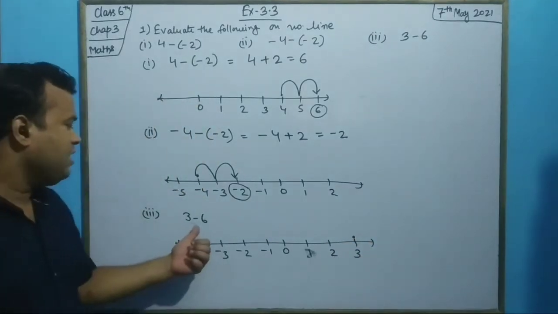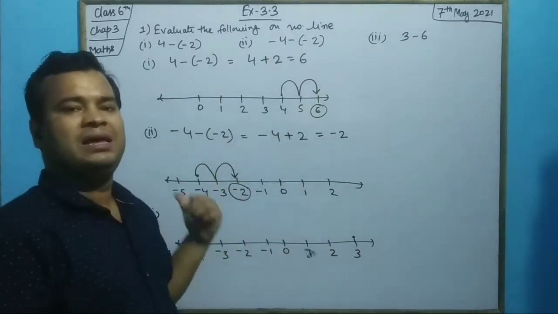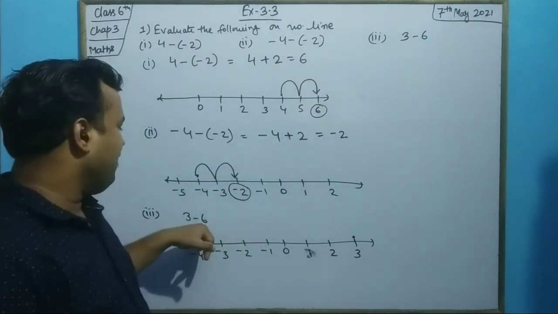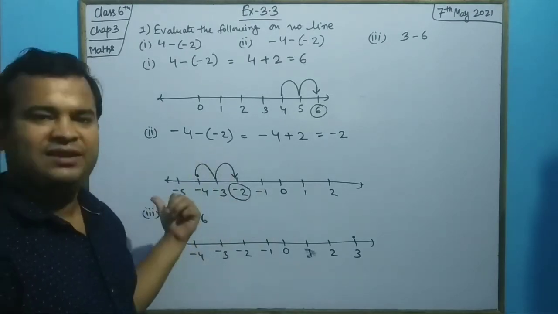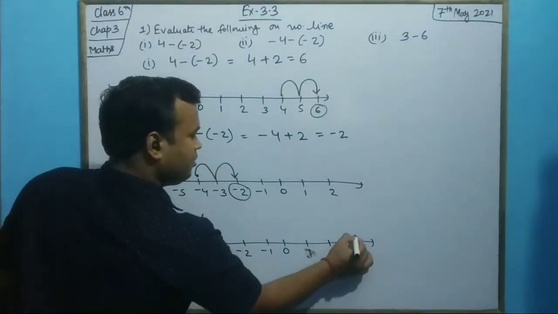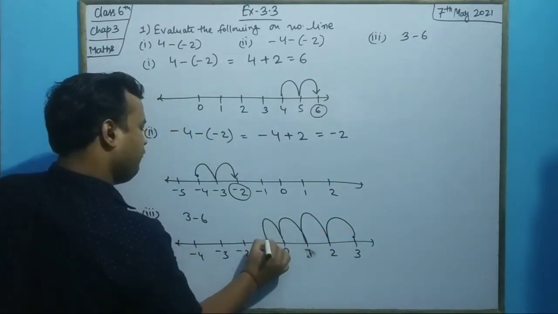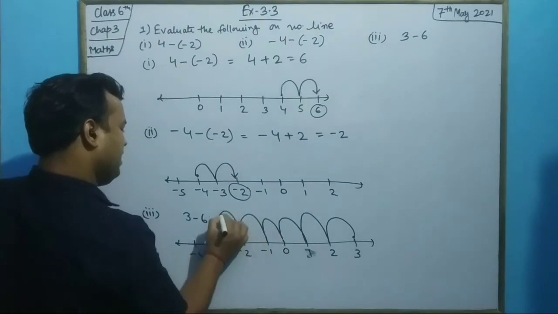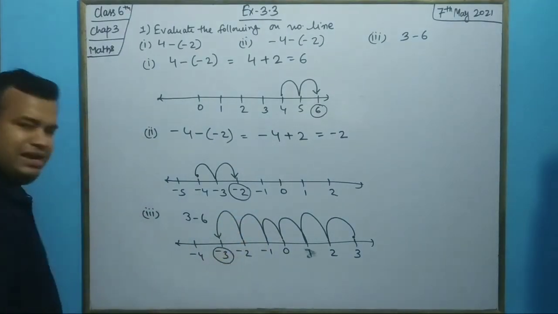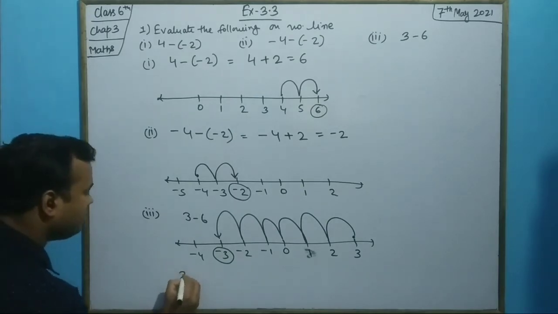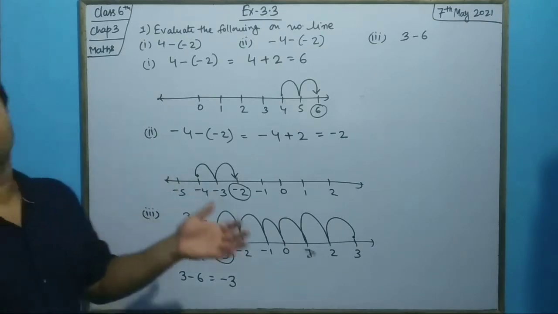When we subtract any number, we proceed towards the left hand side, and we have to move by 6 units towards the left hand side. So this is 1, 2, 3, 4, 5 and then this one is 6. So what's the answer? It is minus 3. So we will write 3 minus 6 is equal to minus 3. Let us see the next question.